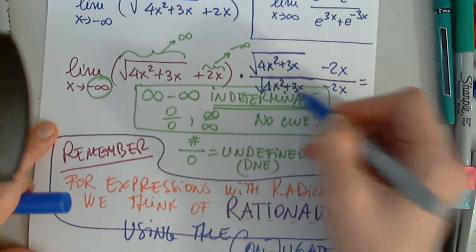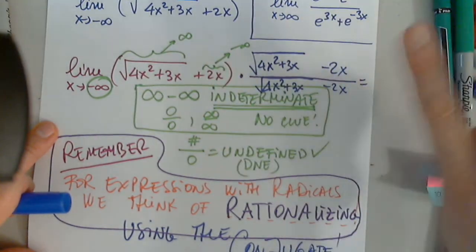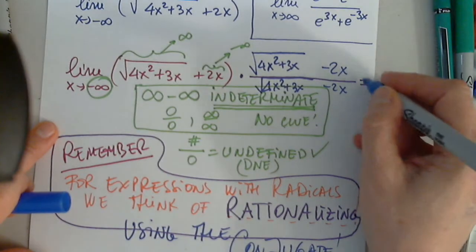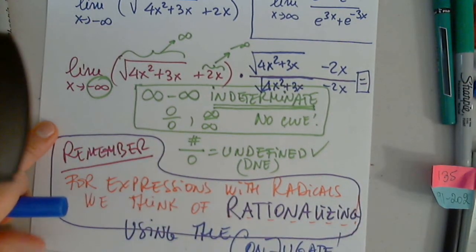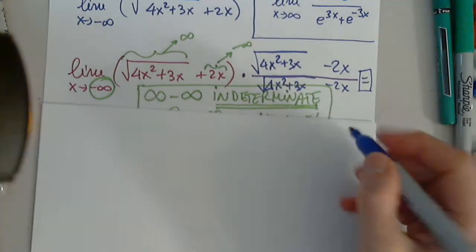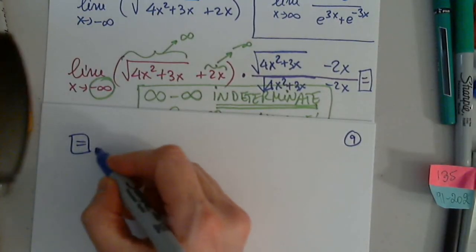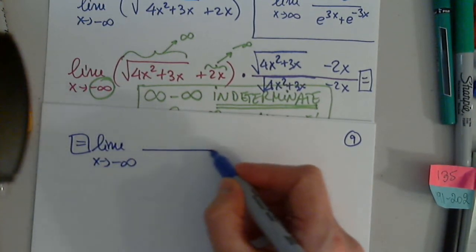Remember, this is 1. All this fraction is 1. So I'm not changing anything. Multiplication by 1 will never change anything. The limit operator does not get dropped. Limit as x approaches negative infinity.